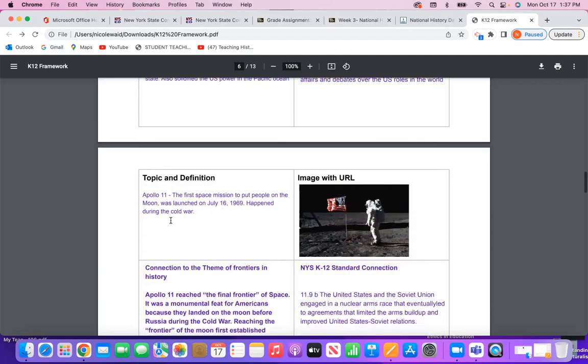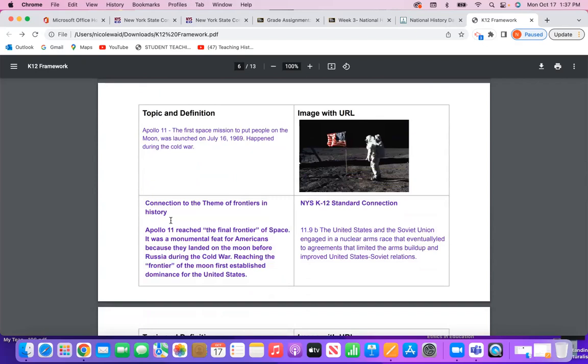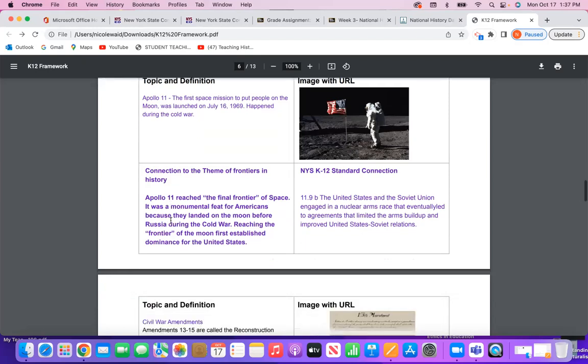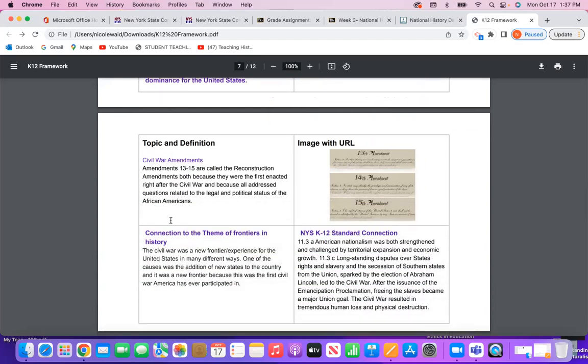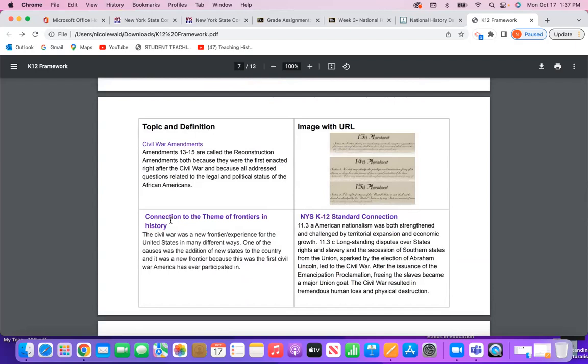Going down the list, Apollo 11, and that's 11.9B: The United States and the Soviet Union engaged in a nuclear arms race that eventually led to agreements that limited the arms buildup and improved United States-Soviet relations. We have the final frontier of the race in these themes and frontiers in history. I think that having students try to think in relation to the theme is important in terms of trying to get them to think like historians.